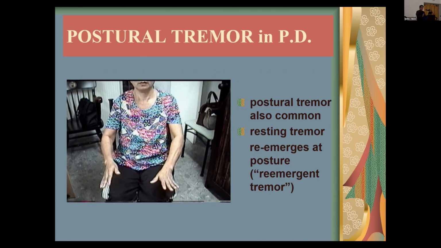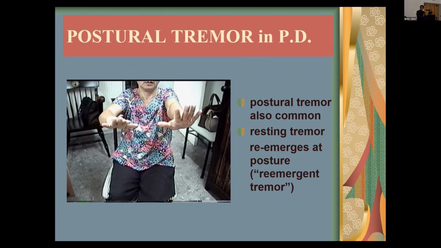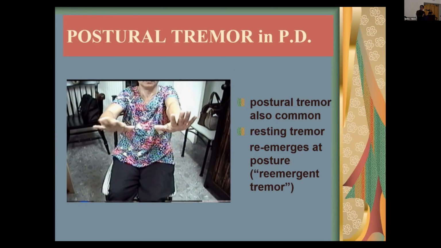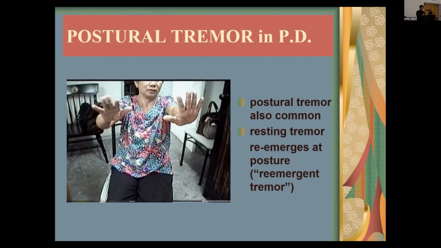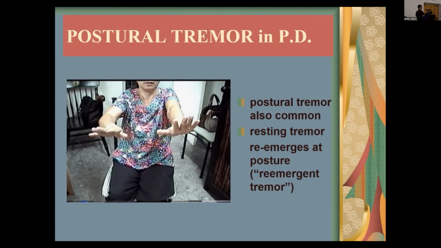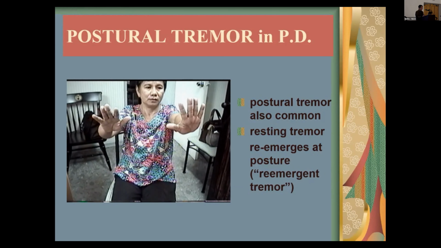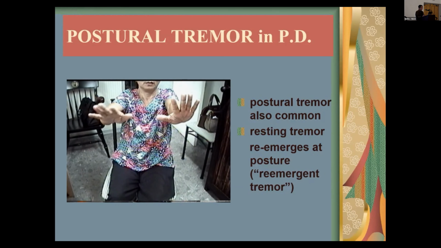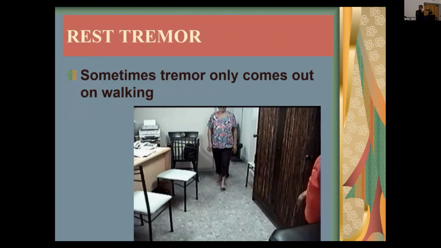There you go. Okay. So you notice that after a few seconds at rest, and then they raise their hand up, and then it tremors again and reemerges after disappearing for a few seconds. So this is called re-emergent tremor. When I see this, the most common thing that causes this is Parkinson's disease. So when I see that rest tremor that reemerges at posture, unless proven otherwise, this is Parkinson's.